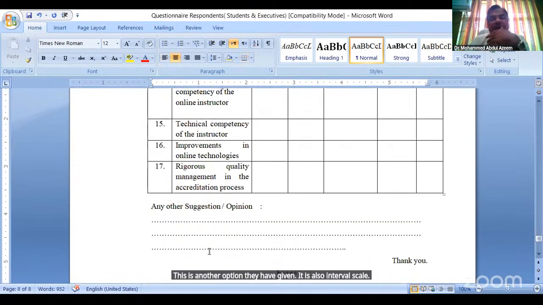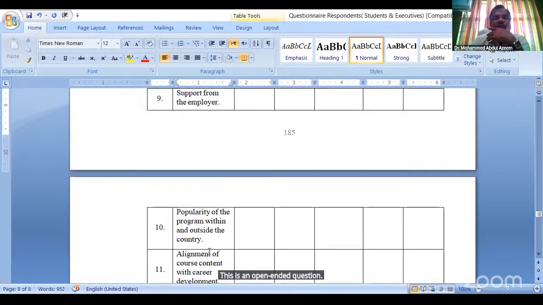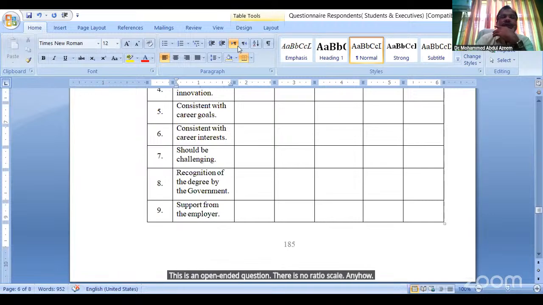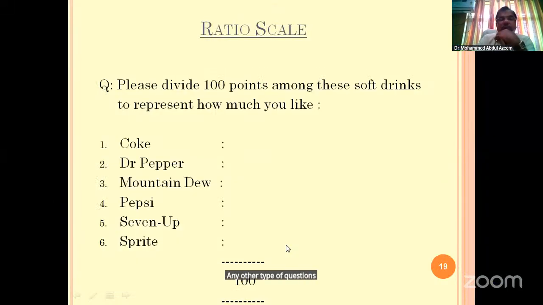This is an open-ended question. There is no ratio scale. Anyhow, in simple terms, there will not be any other type of questions apart from these four.